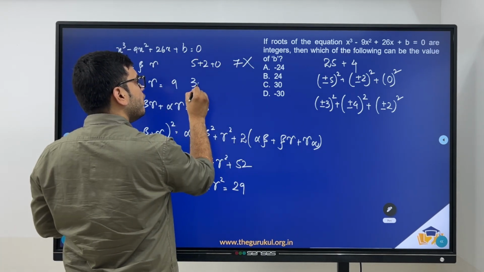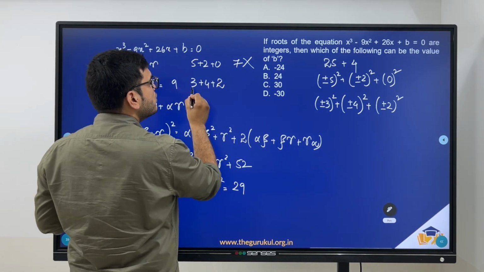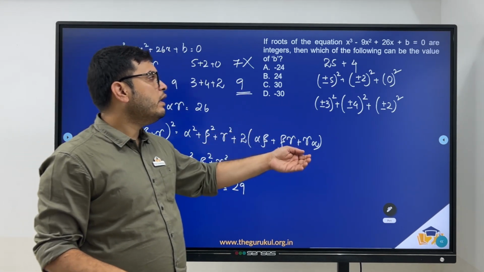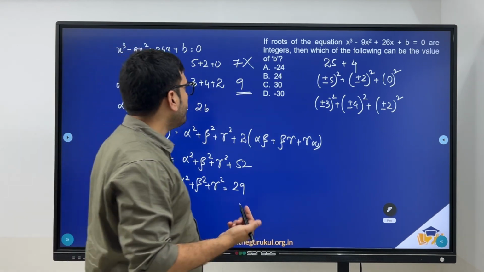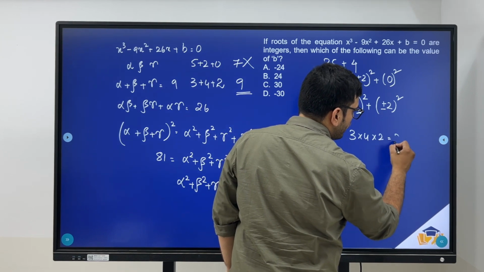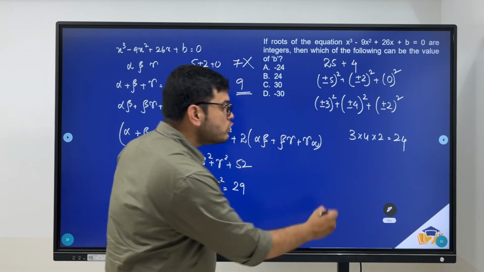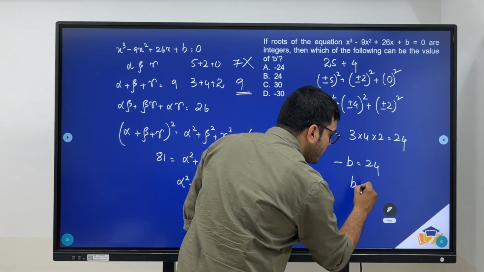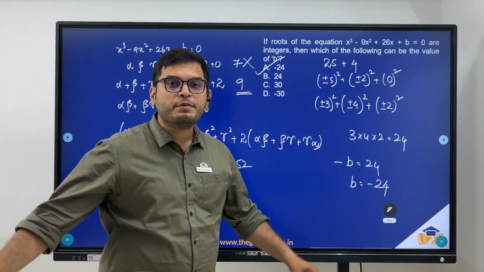Now what is 3 plus 4 plus 2, right? So this is 9. So hence the roots are 3, 4 and 2, right? So if the roots are 3, 4 and 2, what should be the product of the roots? 3 into 4 into 2, which is 24. Now what is product of the roots? Minus b by a. So minus b by 1, minus b is equal to 24, or b has to be minus 24. Hence the answer for this question should be option A.